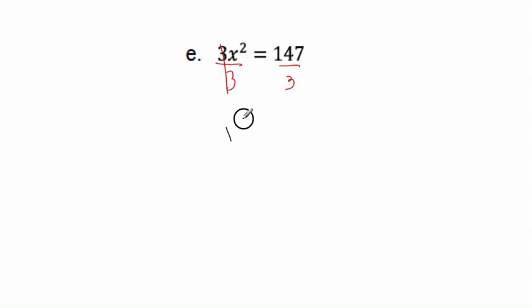So I'm left with x squared equals, do our short division again. 3 goes into 14 4 times. That's 12. So there's a 2 left over. 3 goes into 27 9 times. Now I have x squared equals 49. So to get rid of the square, I'm going to do the square root. So they cancel. I'm left with x equals the square root of 49, which is 7.